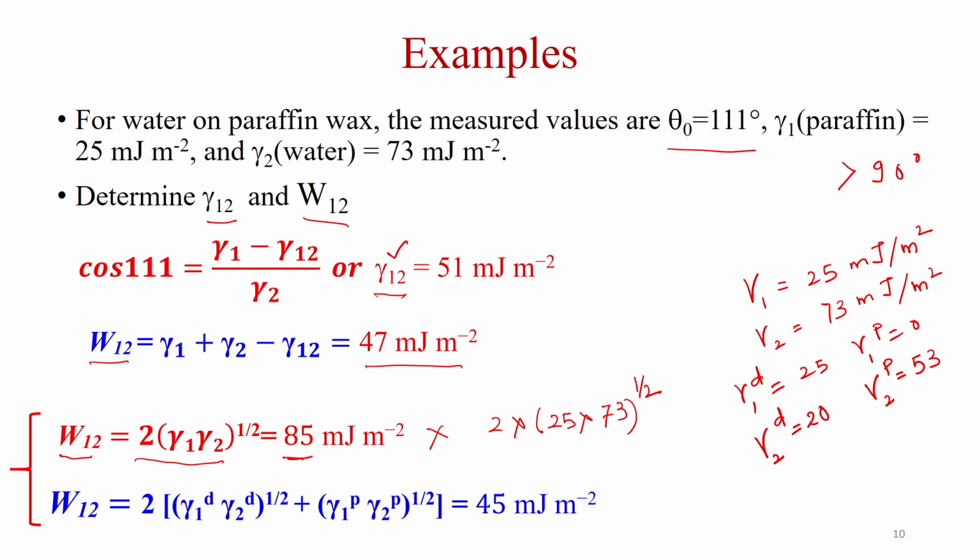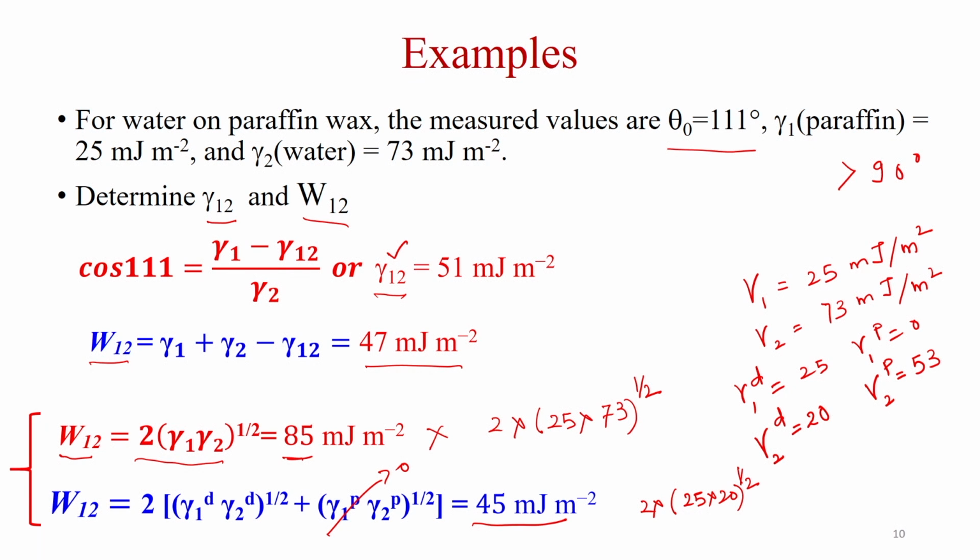So, now if you see here, the paraffin is not having any polar component. So, this term will be 0. So, now you have to calculate twice into gamma 1 dispersive, that is 25, into water dispersive 20, to the power half. So, now it is coming out to be 45. So, that is very much close to the above value.